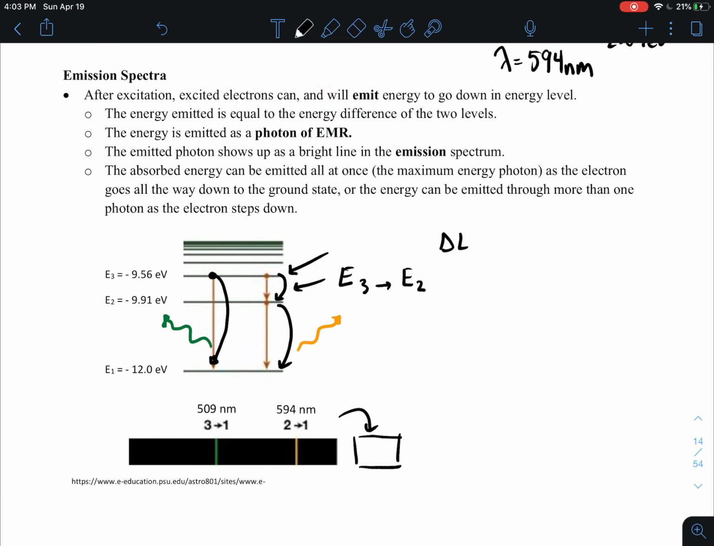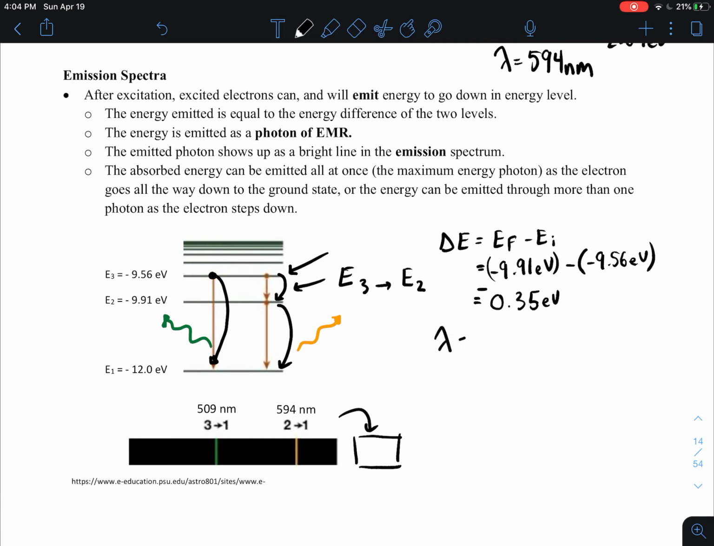To do that, we use our change of energy: final minus initial, E_F minus E_I. The final in this case is our E2, which is negative 9.91 electron volts. Our initial was at a higher energy level, negative 9.56. So 9.91 minus a negative 9.56, and what you'll notice is we get a negative 0.35 electron volts. That negative just tells us that the atom is losing energy, which makes sense. It's losing a photon of energy.